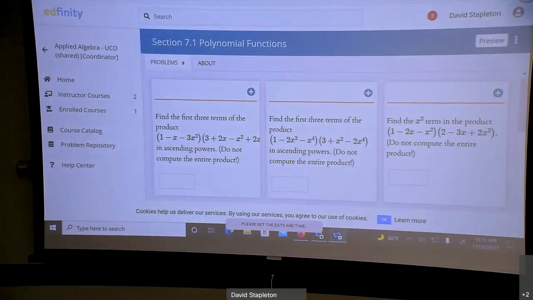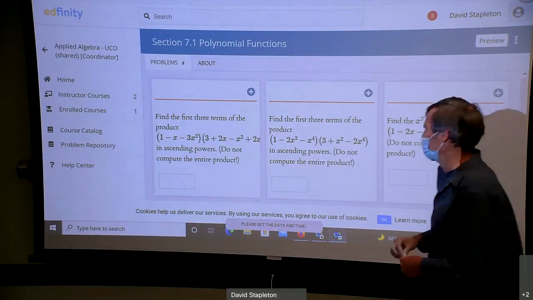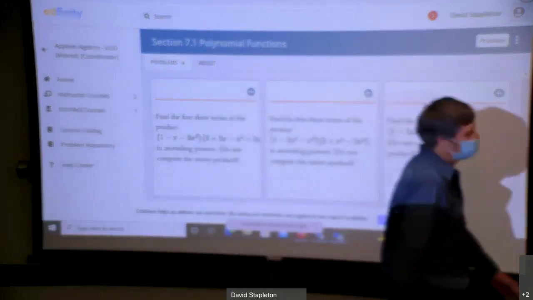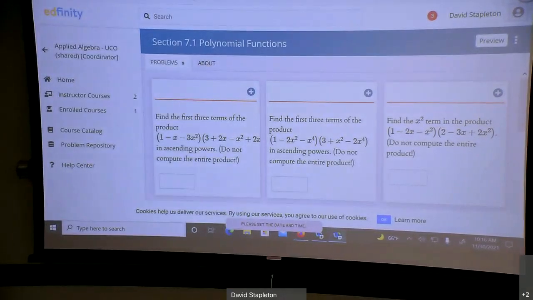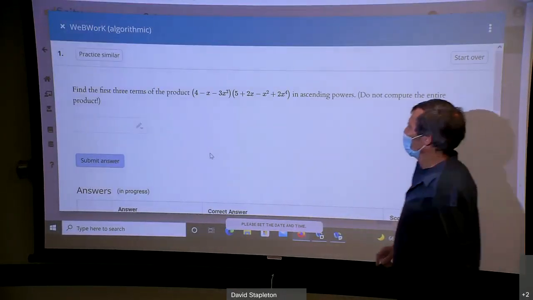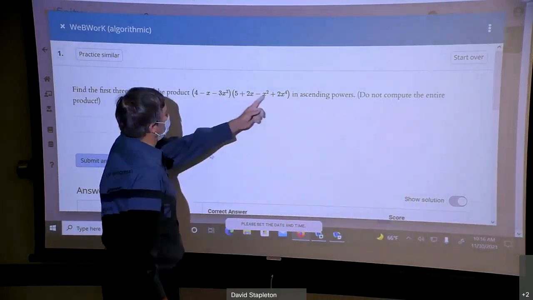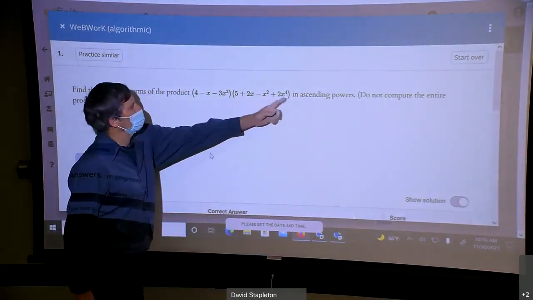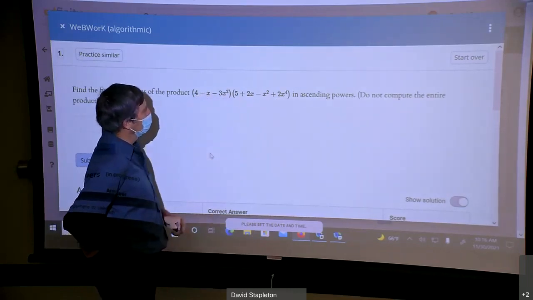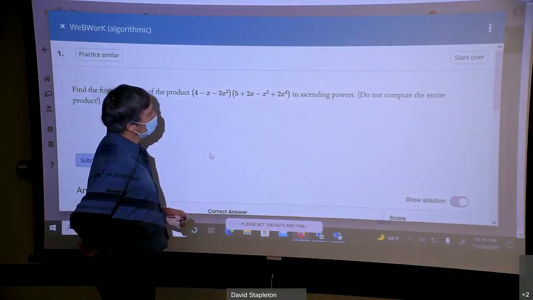All right, so these are different numbers than you have on your homework, but they're the same problems with different numbers. So suppose I look at this one. Find the first 3 terms in this product. What are the first 3 terms in ascending power? So they've listed these not in standard form, but in ascending powers. What are the first 3 terms in ascending powers?